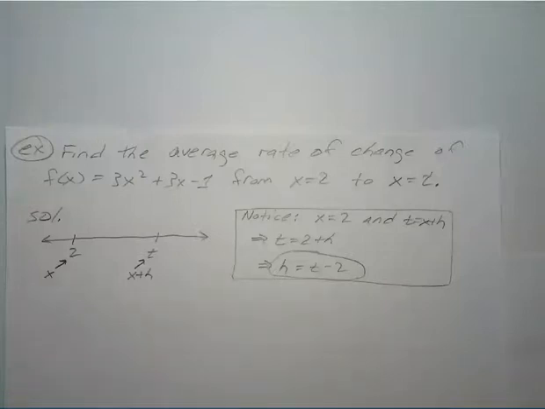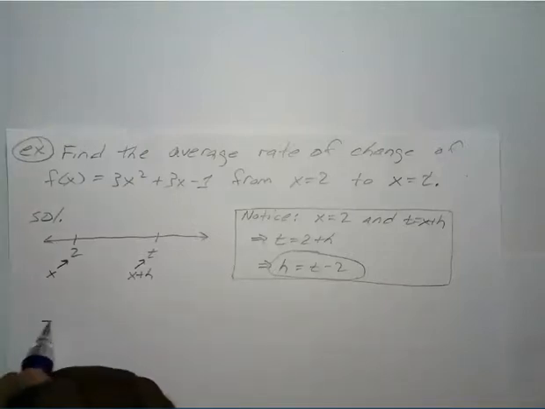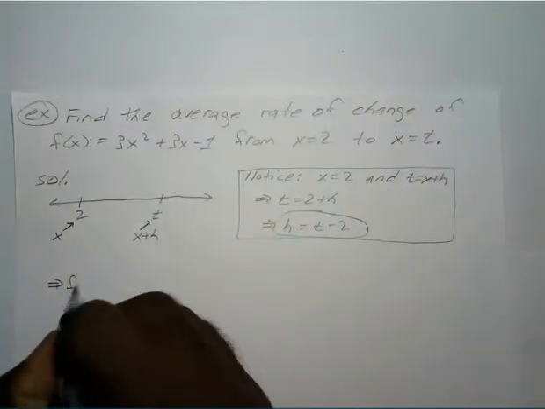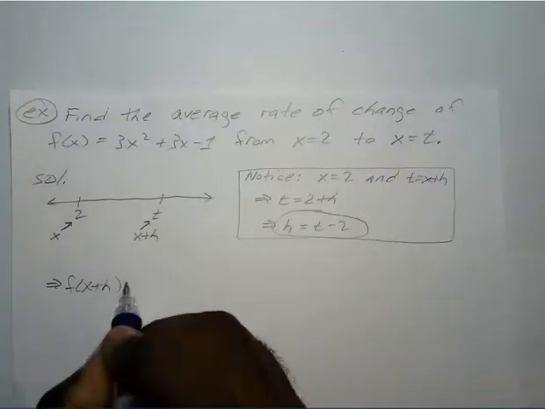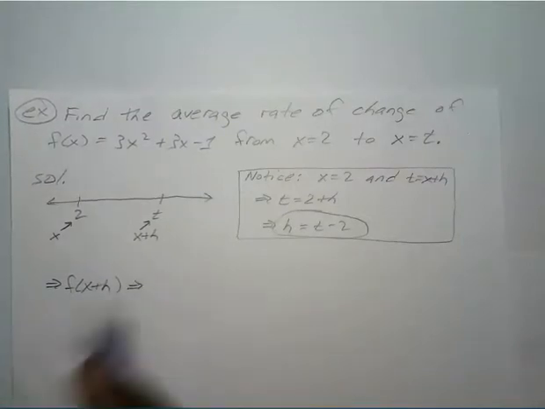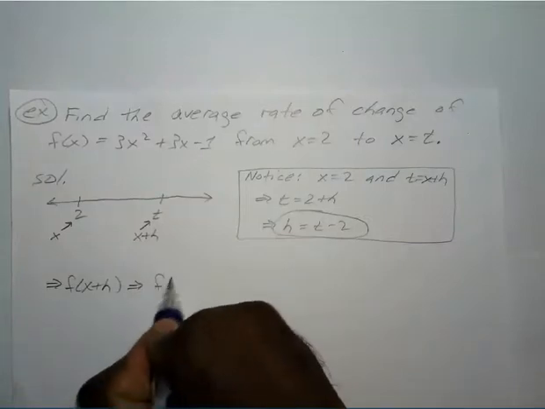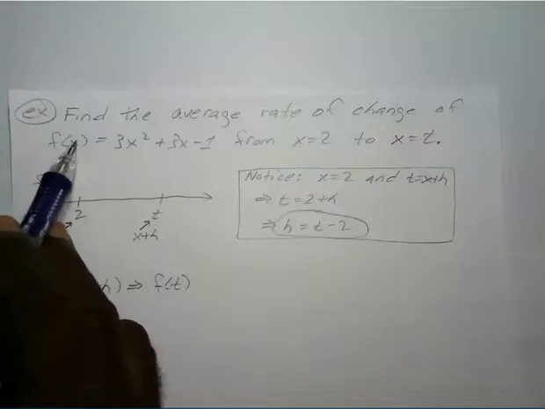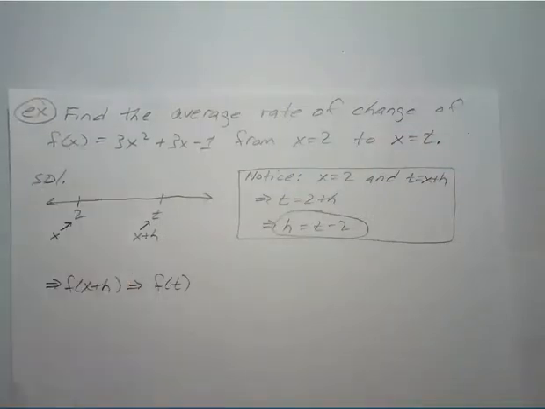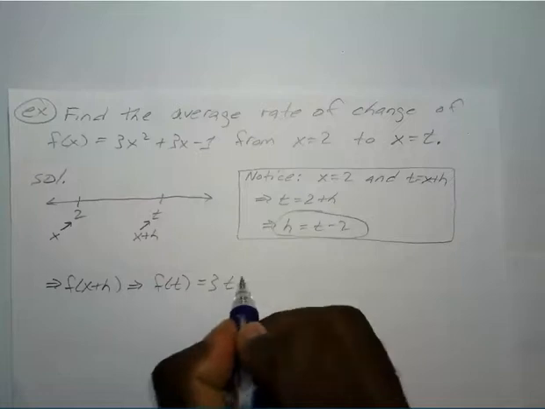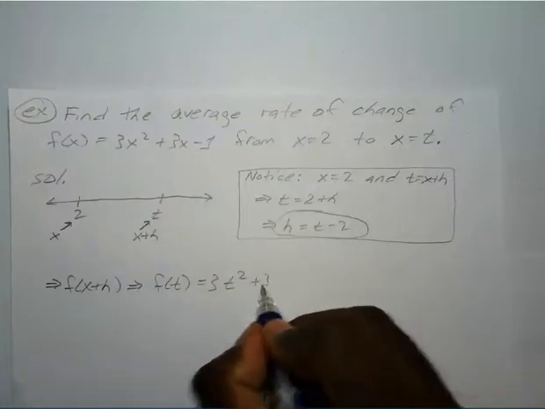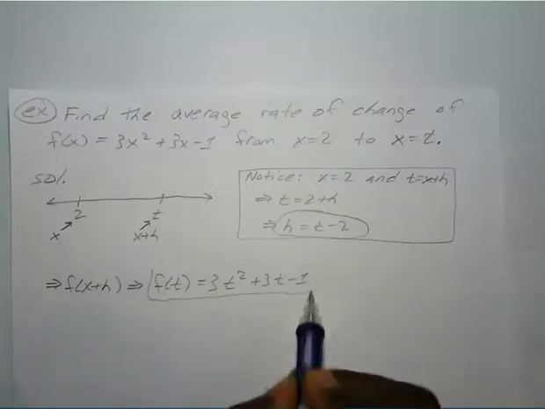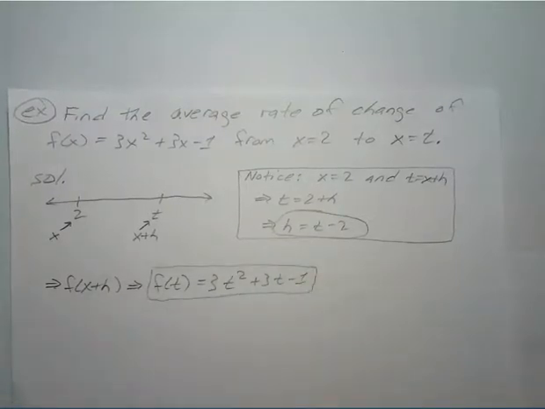So we do the exact same thing we did on the previous examples. We find our f of x plus h. Our x plus h is t, so that's just f of t. So now we just replace every x with t. So that's 3t squared plus 3t minus 1. Okay, so we're going to use that a little later, so we keep that.